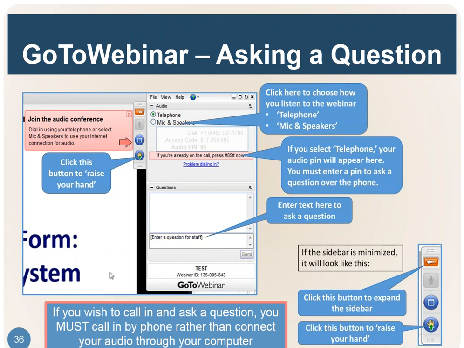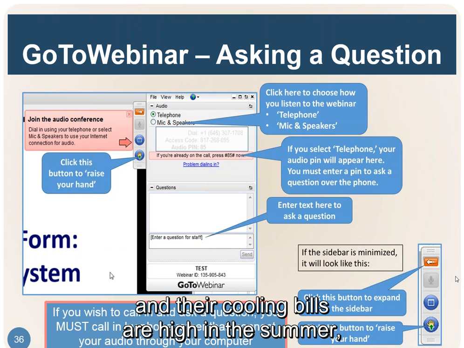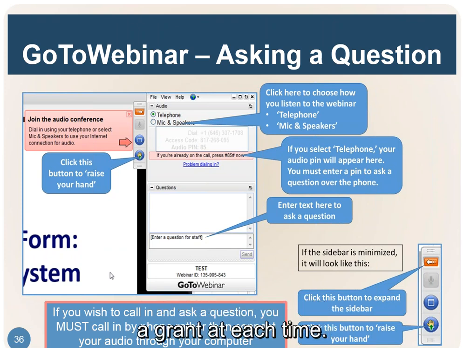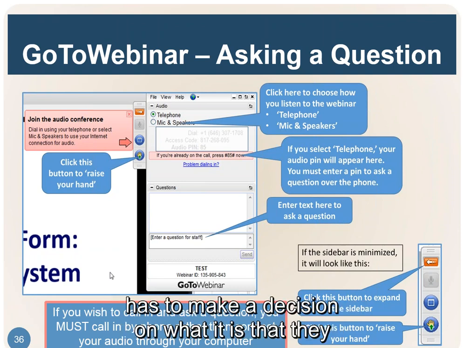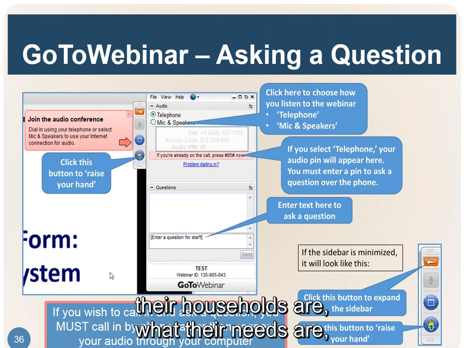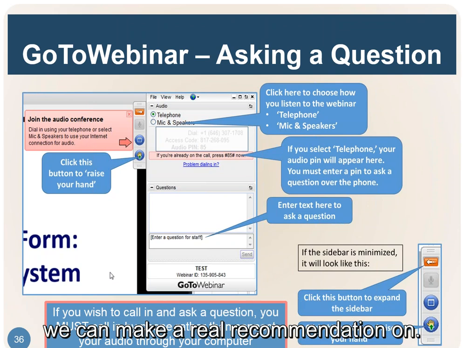The reality is, though, that people's heating bills are high in the winter and their cooling bills are high in the summer, and it might be more effective to give them a grant at each time. So the answer to that question is simply that each state has to make a decision on what it is that they want to pay. They need to take a look at who their households are, what their needs are, and make that decision. That's not something that we can make a real recommendation on.